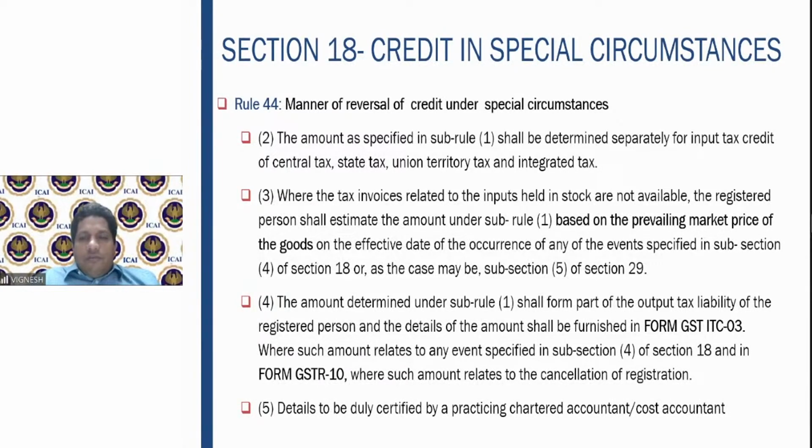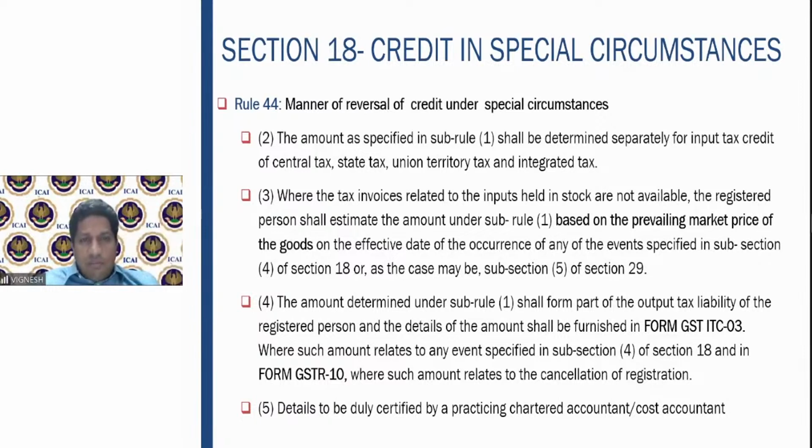Then whatever amount you have to determine separately. Sometimes the tax invoices of the inputs may not be available. Then he will estimate the amount as per the prevailing market price on the effective date of occurrence given under 18.4 or 29.5. Whatever amount is there will form the output tax liability.